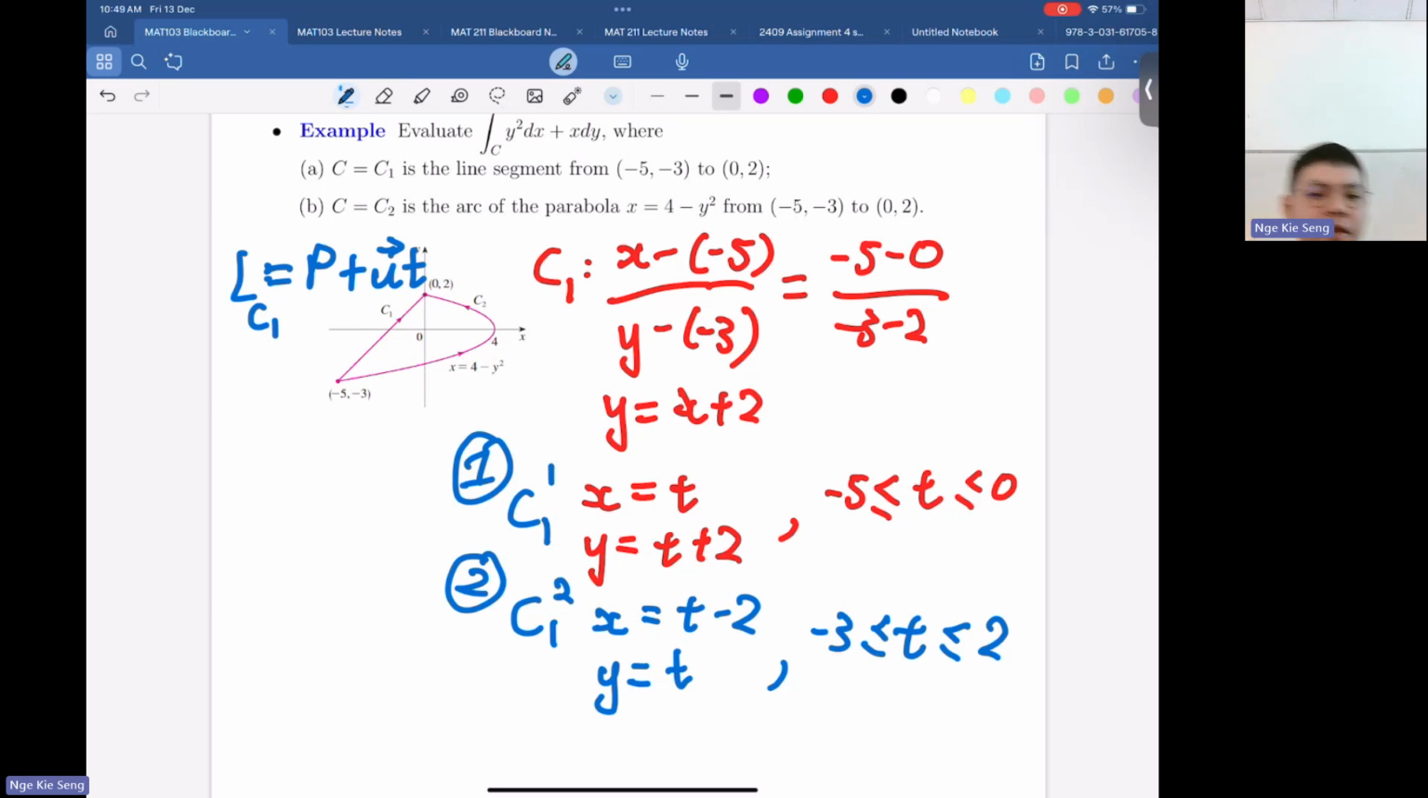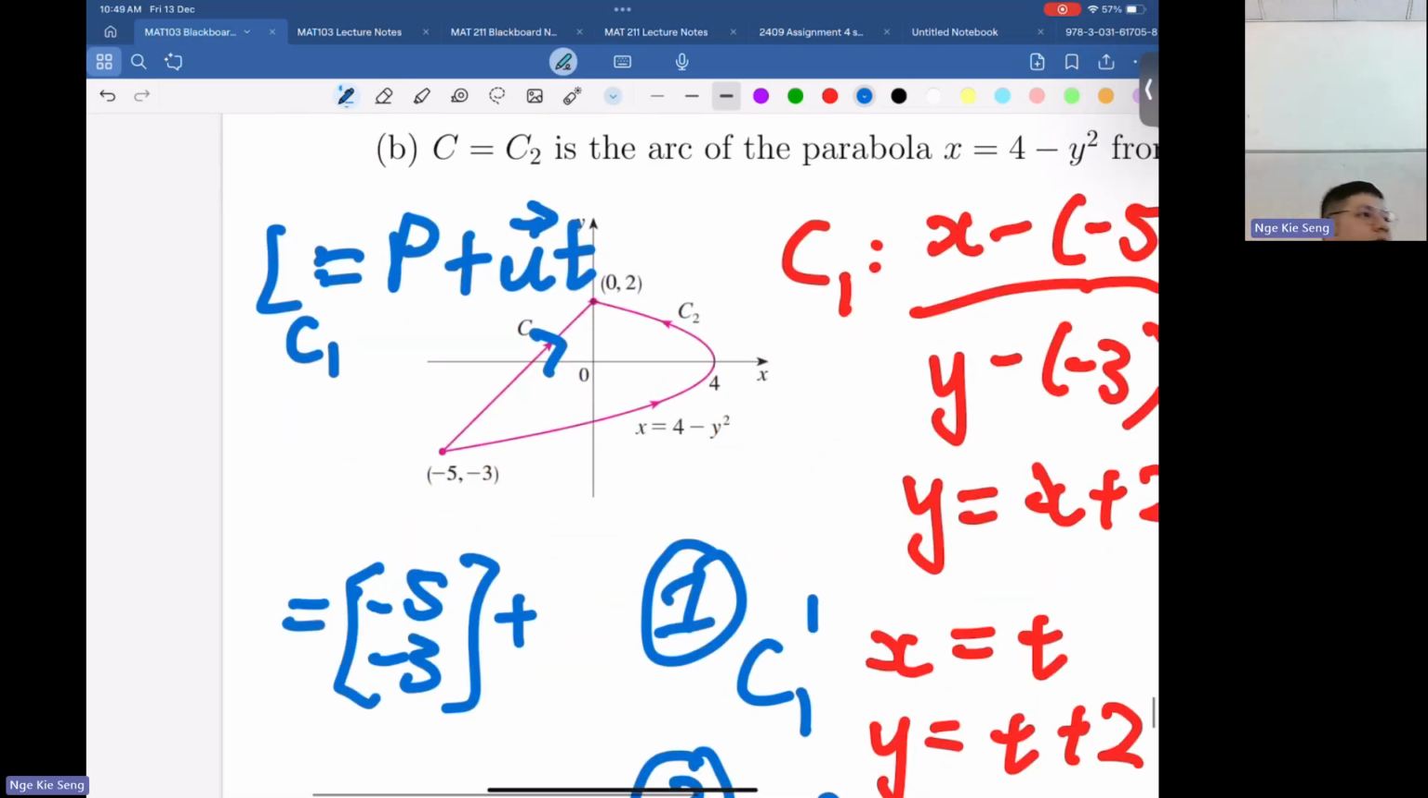So how to get this direction vector here? Is it the same as your gradient? It's similar to how you get your gradient. So what point can you pick here? Your line starts from -5, -3. And then how to get this direction vector? Any idea? How to get this direction vector here?